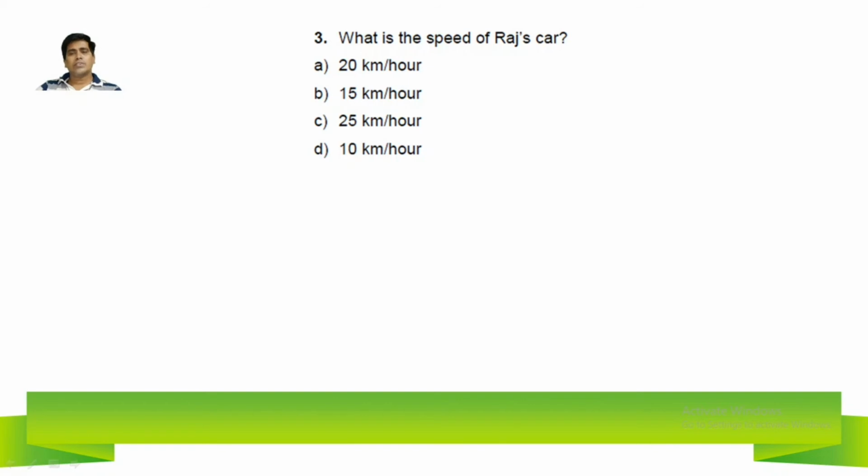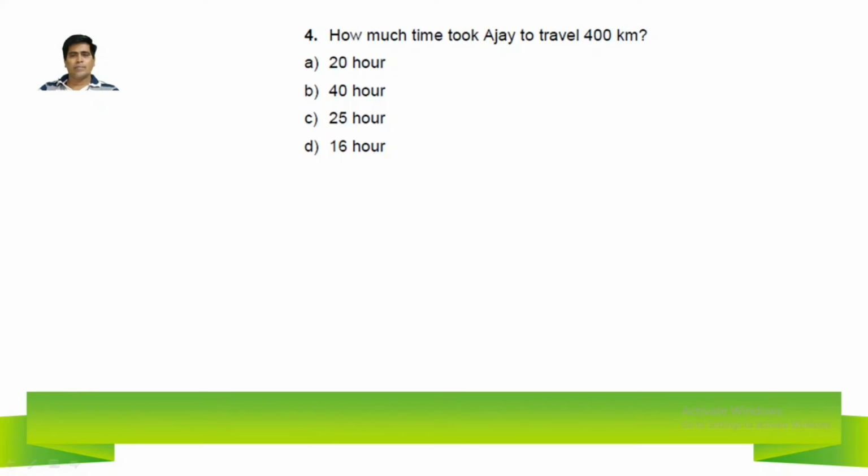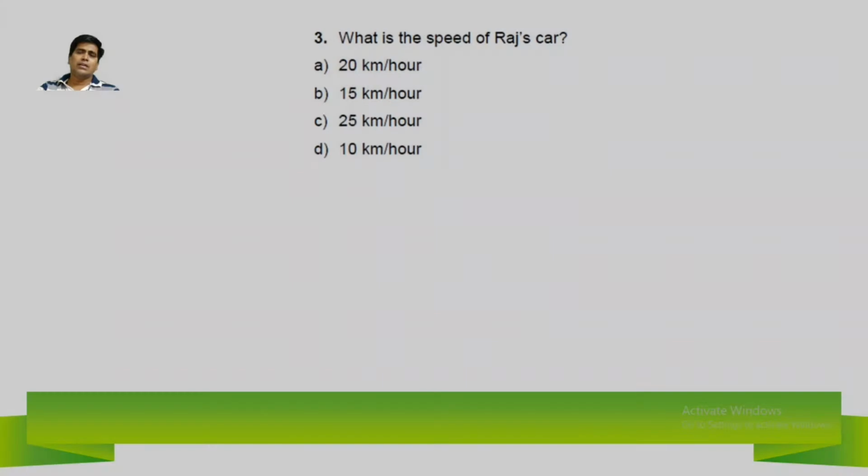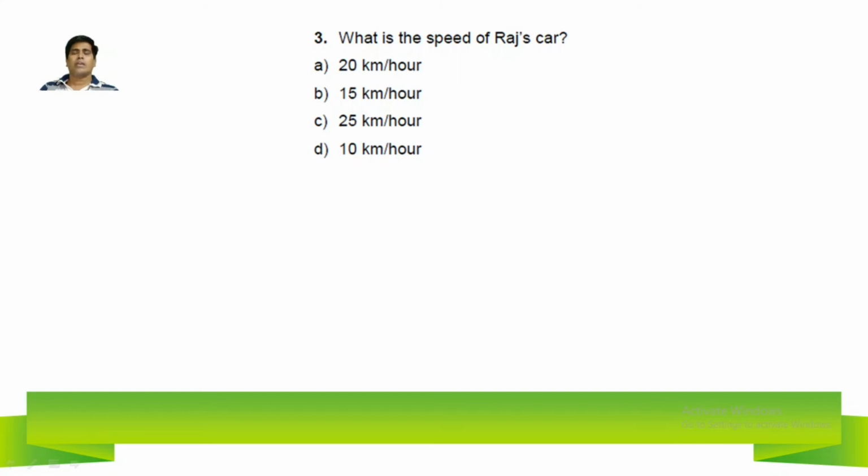Come to the third question. What is the speed of Raj's car? How will we get the speed of Raj's car? Whatever quadratic equation we got, if you simplify it, you will get it. We'll see the other question also. Fourth question: how much time did Raj take to travel 400? Again, it depends on only one thing, that is solving the quadratic equation.